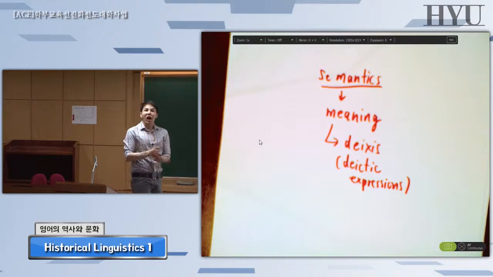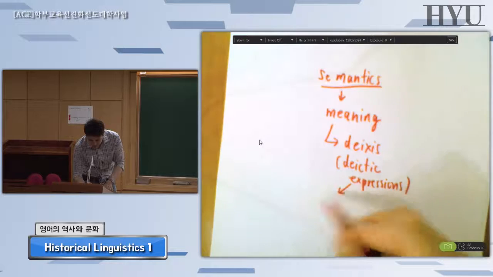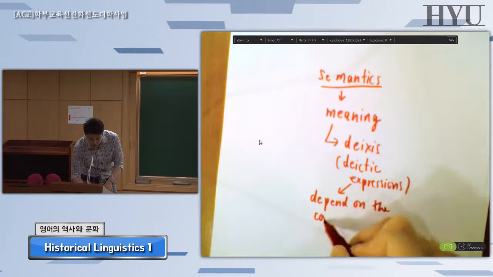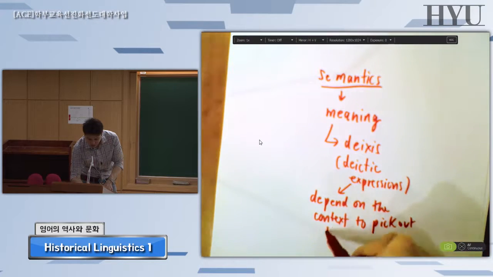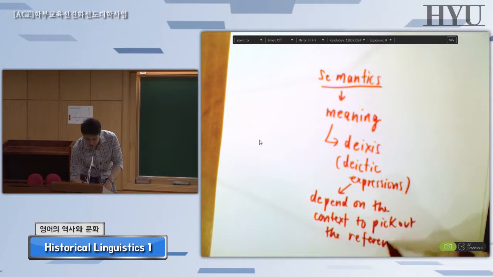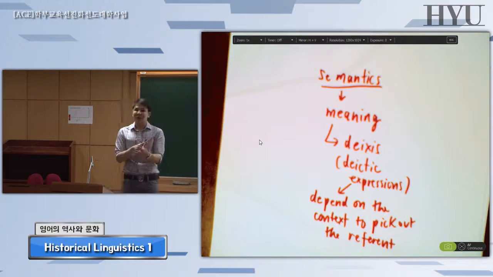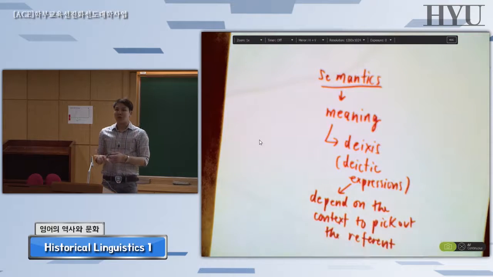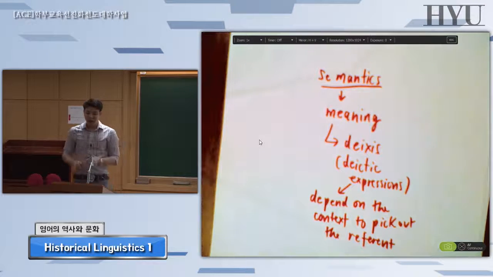Expressions that depend on the context to point out the referent, remember? Expressions that depend on the context to pick out the appropriate referent. For example, pronouns, you or we or I. Who would be the reference of those pronouns, for example? That's what we talked about the time before last time.